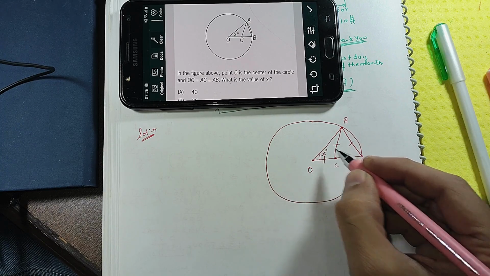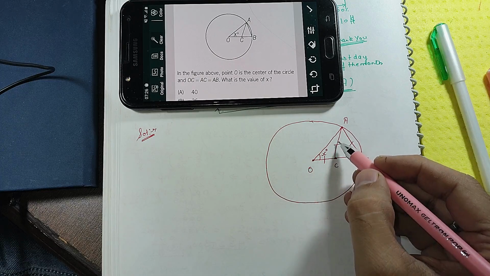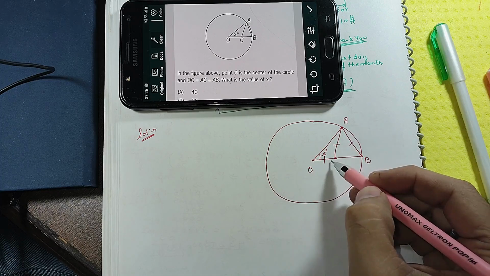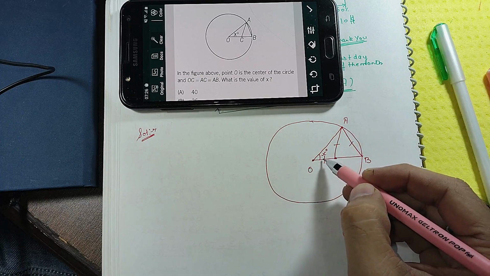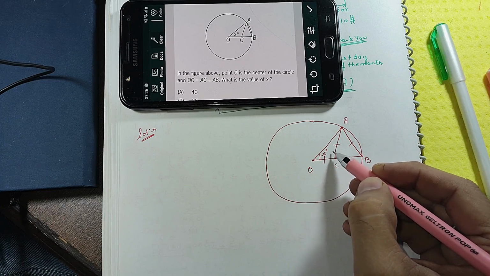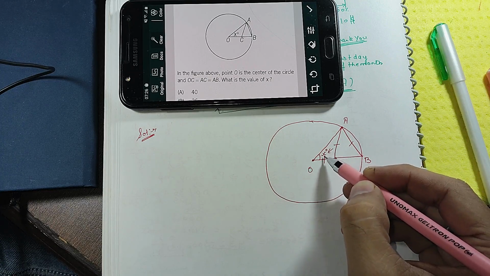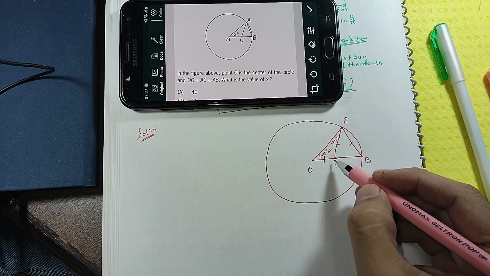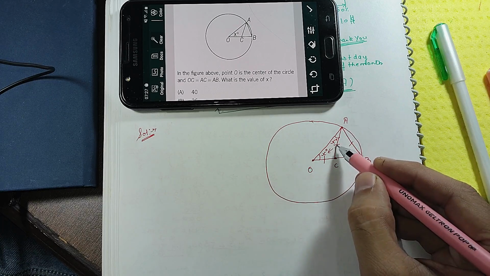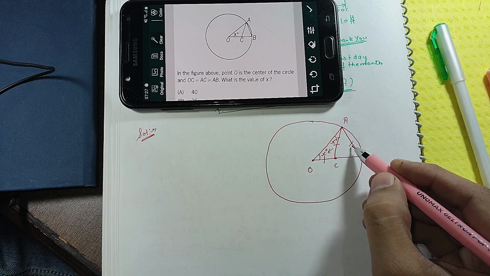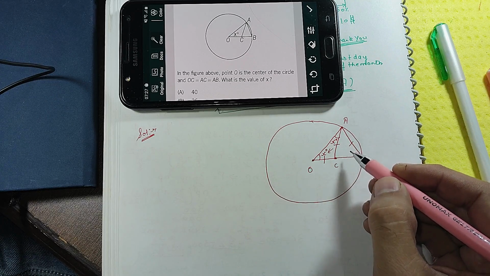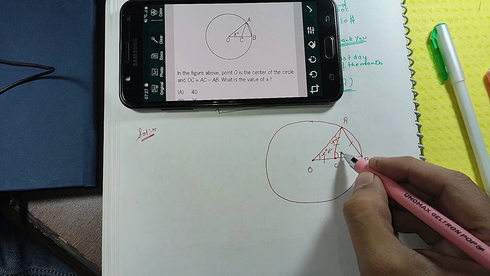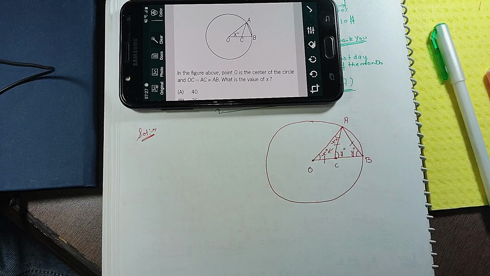This is X degree. Now in triangle OCA, OC is equal to AC, so the angles opposite to it will also be equal. So this opposite angle is X, so this will also be X degree, right? Now in triangle ACB, this is an isosceles triangle having AC and AB equal, right? So let us suppose the measure of this angle is Y degree, so this will also be Y degree, right?